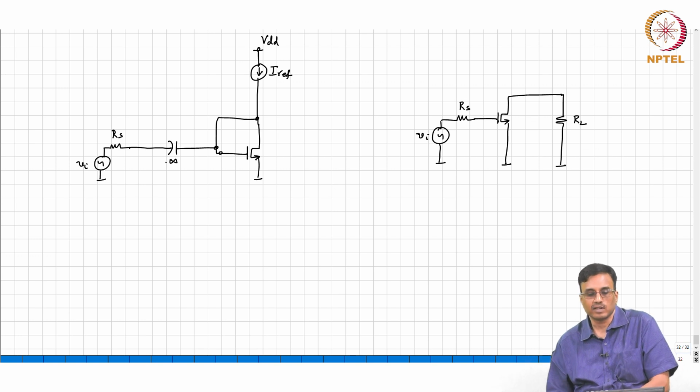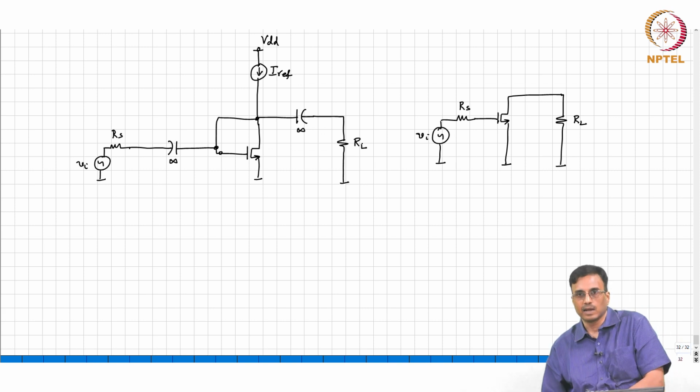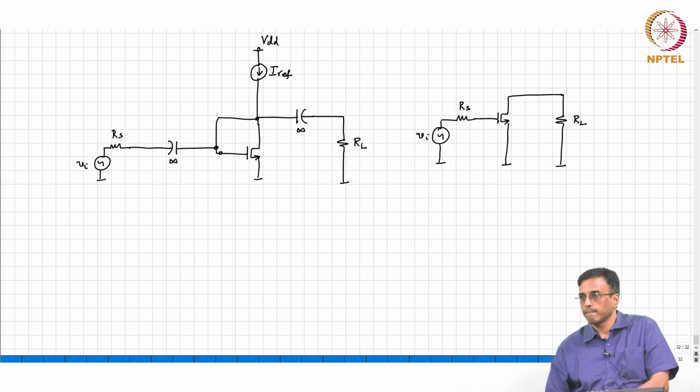We need the load resistor. So, what do we do about the load? Okay, very good. So, I put a big capacitor, and remember that we already know how to calculate these large capacitor values. Does it make sense, people? All right. So, what else?